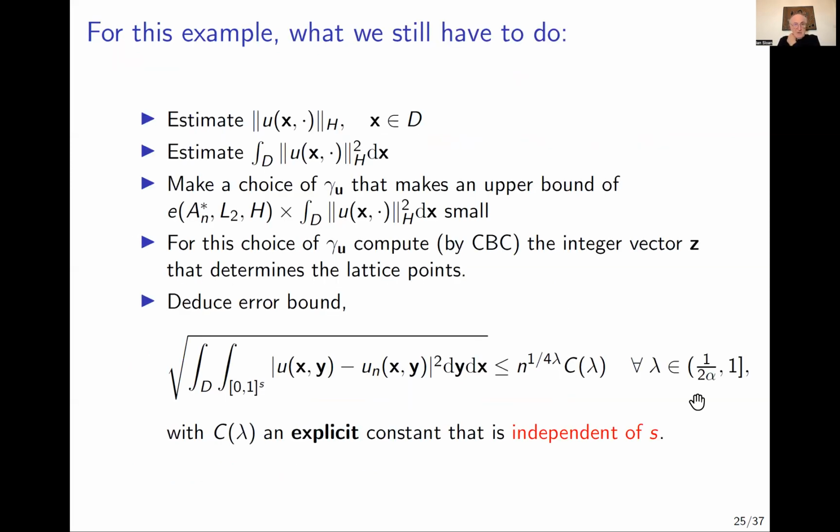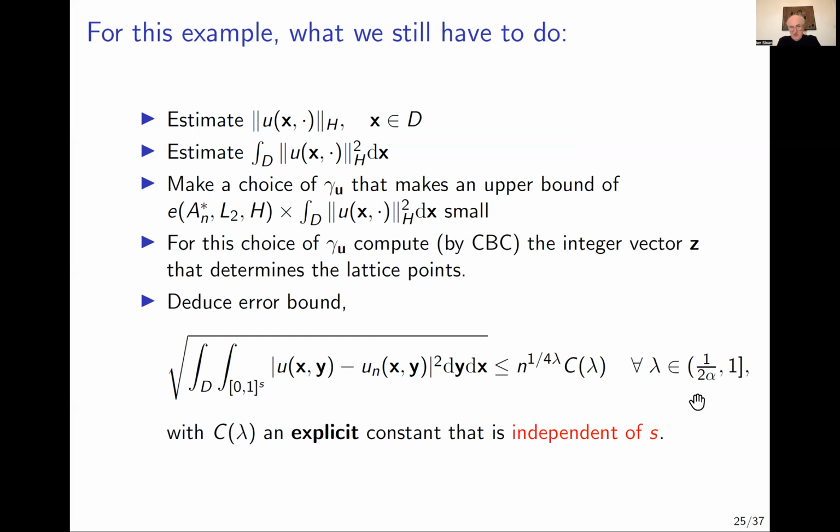We haven't finished yet. We still have to estimate the H norm of our parametric PDE. And it's sort of known how you do this. You differentiate the PDE and keep going, and we work on that. We make a choice of weights that makes an upper bound. We would like to minimize that product of the worst case error times the norm, but we make it small anyhow. With this choice of gamma u, we compute by component the integer vector that does the lattice points.